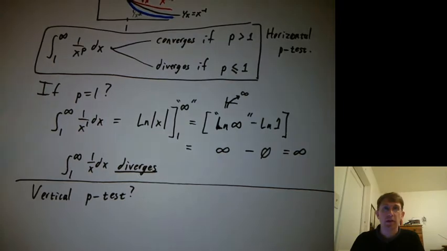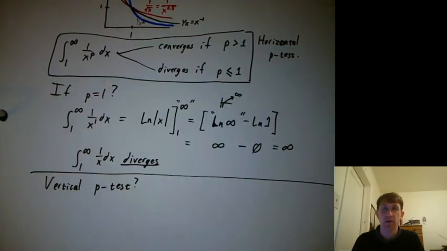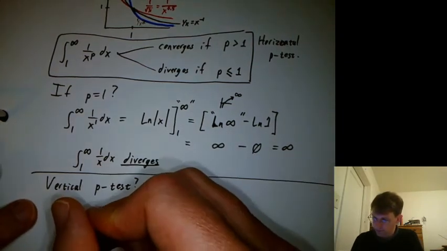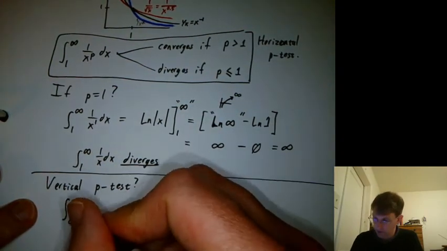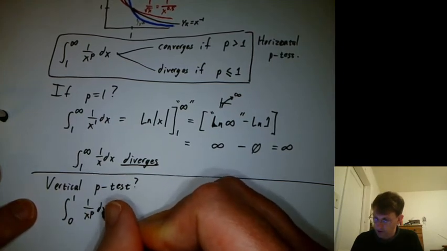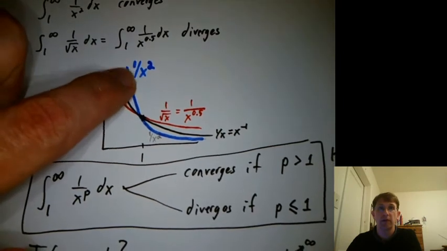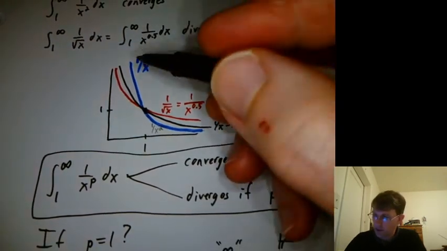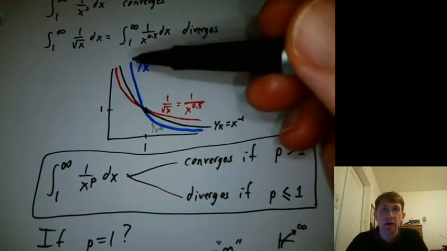So go ahead and think about what we just said about all this integrating from zero to infinity horizontally. See if you can write out what the vertical p-test might be for yourself. We're probably worried about vertical asymptotes, right? So it would be the integral from 0 to 1 of 1 over x to the p dx, which is this vertical asymptote part. Let's think about the ordering of these blue curves, the blue, the black, and the red.